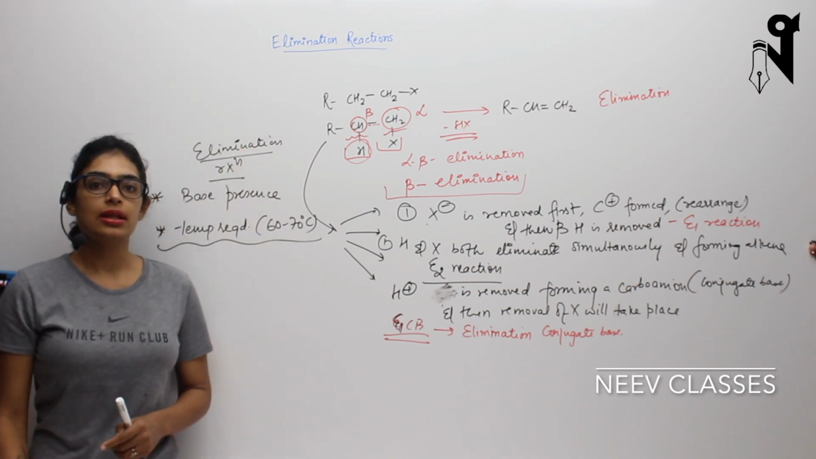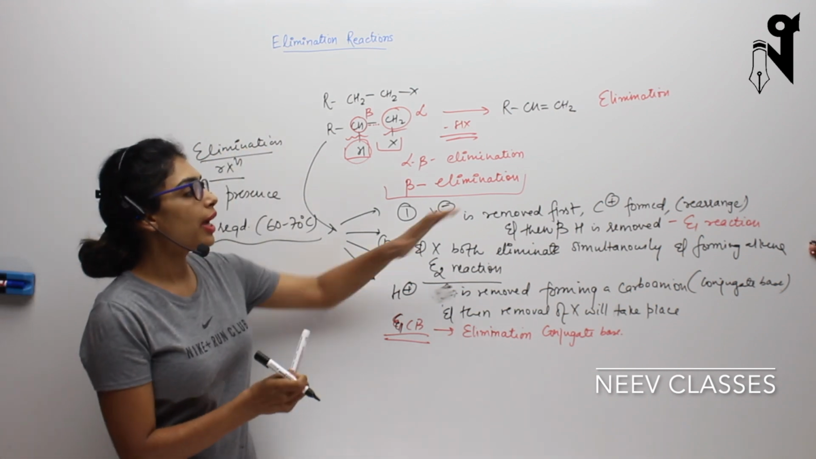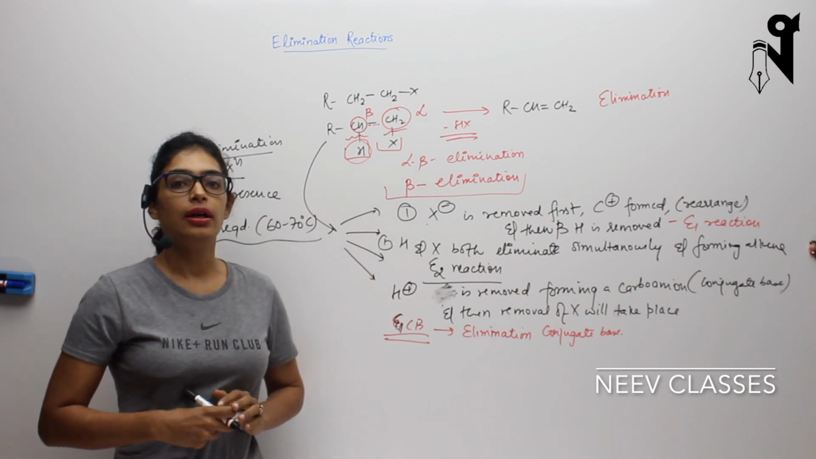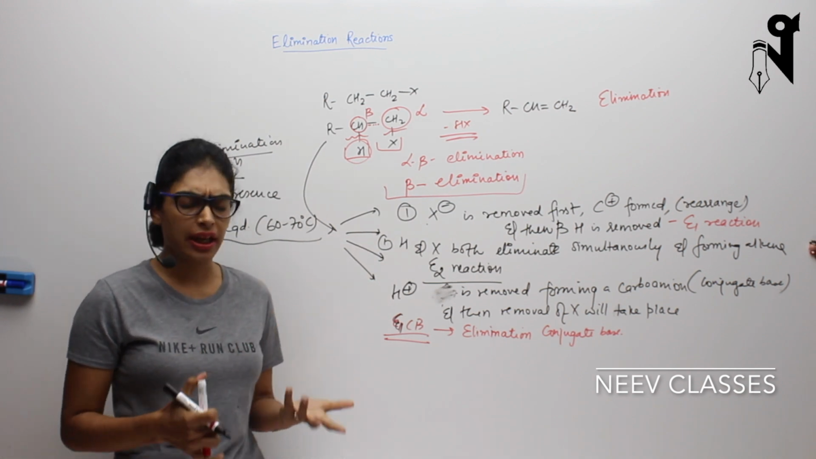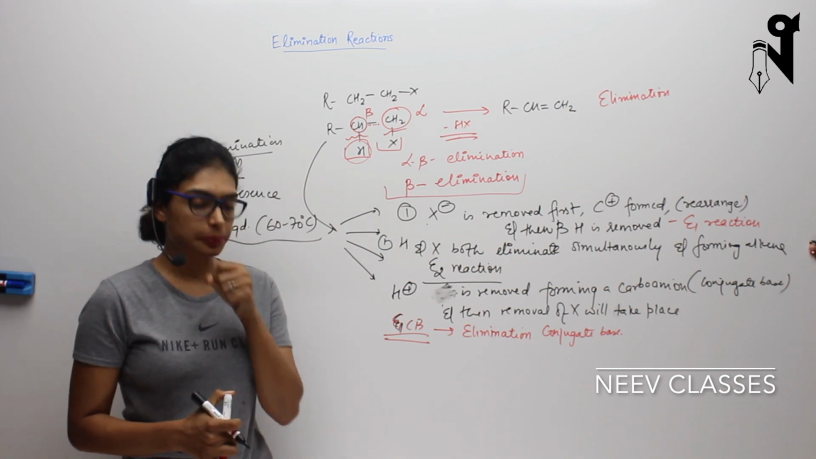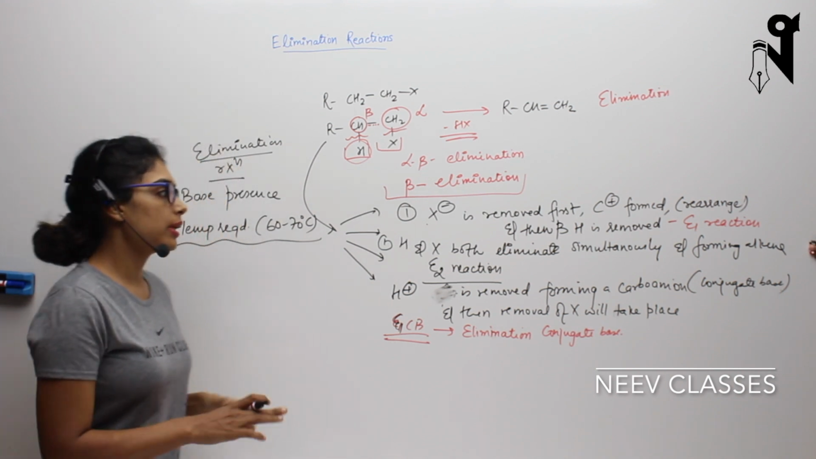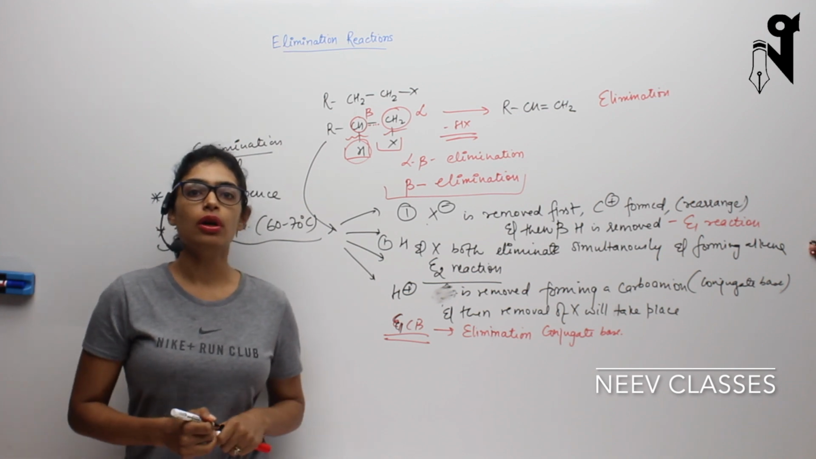Okay, so next we'll talk about the E1 reaction for RX, where X can be any kind of haloalkane, any alkyl halide. So let's see what the E1 reaction for RX is.